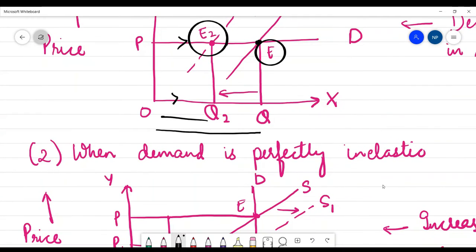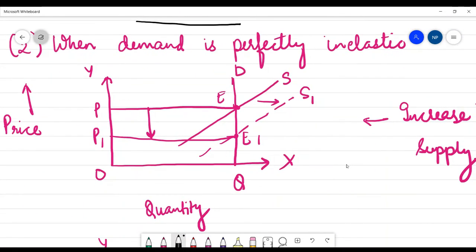The second case we see under this is when demand is perfectly inelastic. What happens when demand is perfectly inelastic? In this situation, we see that the price changes and the supply curve also changes. But what remains constant? The quantity. This time the quantity remains constant and the price changes. So over here we see two situations: first, an increase in supply, and second, a decrease in supply.